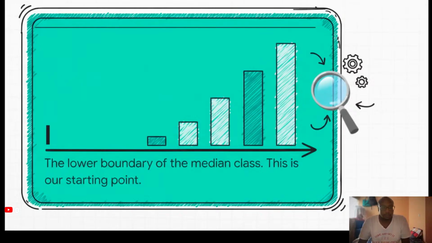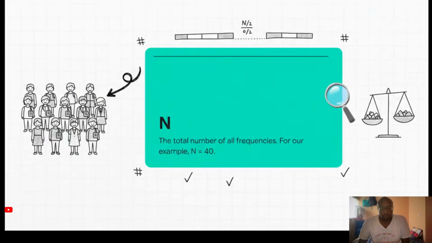Okay, first up, we have L. This is the lower boundary of our median class. So once we've figured out which group our median is in, L is our exact starting point. It's the starting line for that group. Next up, N. And hey, this is the easy one. It's just the total number of things we're looking at. So for us, it's 40 students. Simple as that. We need N so we can find the halfway mark, which is just N divided by 2.